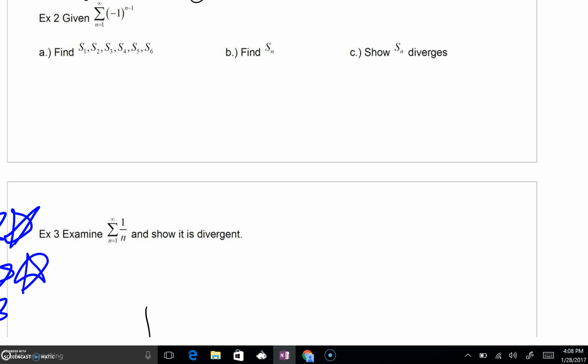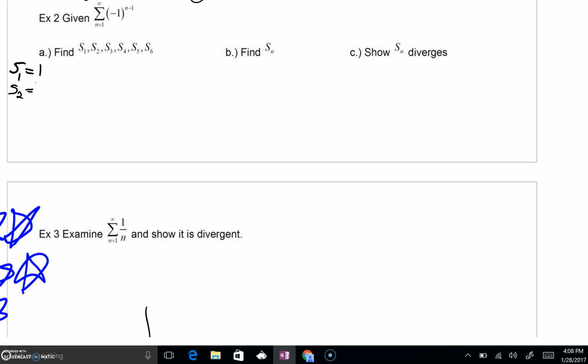Picking back up with example 2 in our lesson 12.2, we have a new infinite series, much simpler looking. The formula is (-1)^(n-1). S sub 1 would simply be the first term. Let n equal 1. 1 minus 1 is 0. -1 raised to that 0 power is a 1. So the first term would be a 1. Even in the sequence, there's just one term to add up.